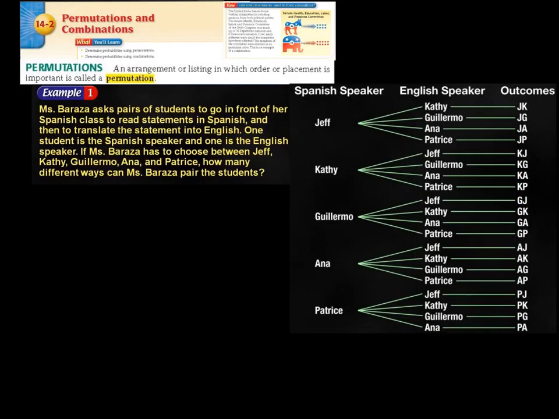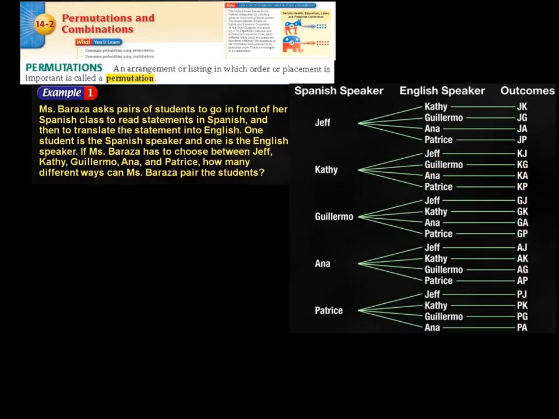So you can see that if the Spanish speaker is Jeff, then the English speaker could be any of the other 4. And they showed the sample space using one letter for each person. And conveniently, each name started with a different letter. That was handy. Now, in general practice, we're not going to want to take the time to write all of this out because it would take all day.